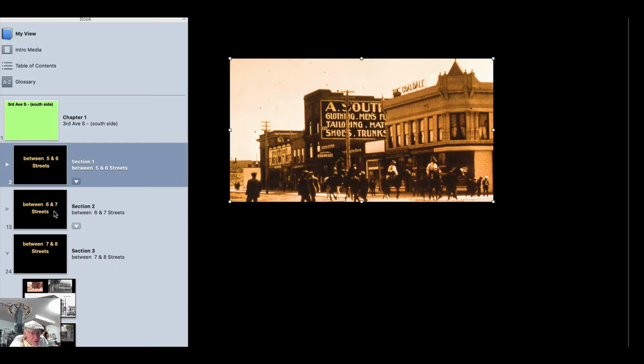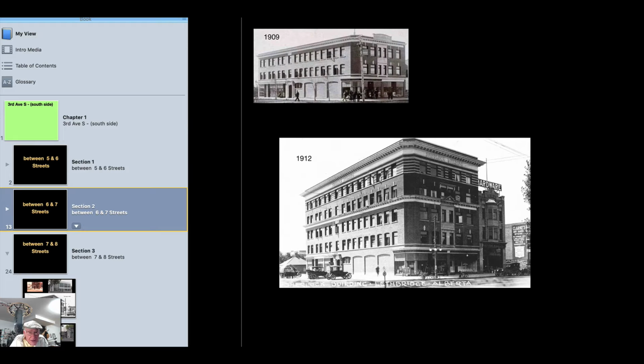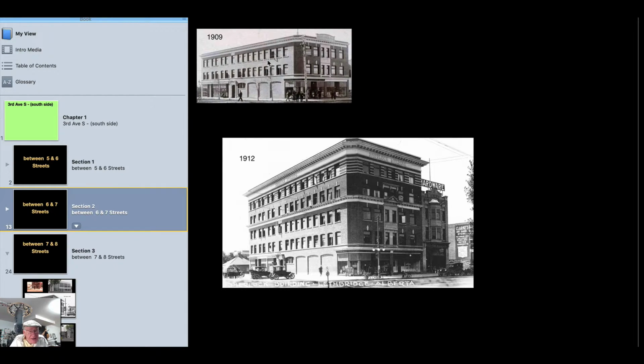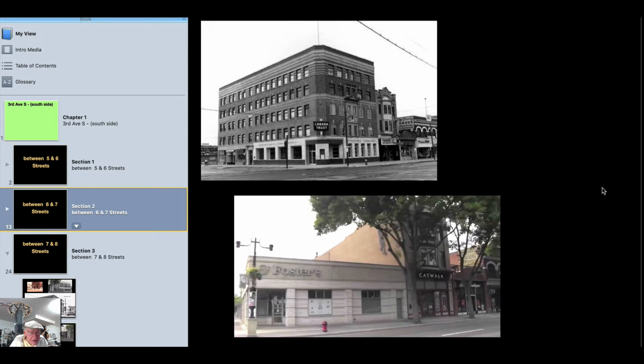The next, we go from there to the next block, which is between 6th and 7th Street. And here you can see 1909, it was a 3-story building. Then they added the other 2 stories in 1912. This is the Sherlock Block. Then in the next segment, you can see that they've done a job of modernizing the bottom floor here. It's now Canada Trust.